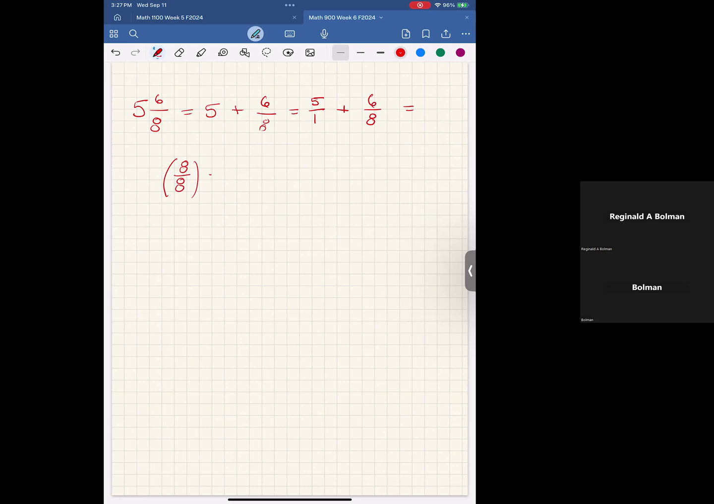And so at this point in time, we're going to take 8/8. We'll multiply it with 5/1 since 8 is the LCM of 1 and 8. This is going to then give us a common denominator. 8 times 1 gives us 8. 5 times 8 gives us 40. So you should have 40/8 plus 6/8. And that's going to give us 46/8. This would, of course, be our improper fraction.